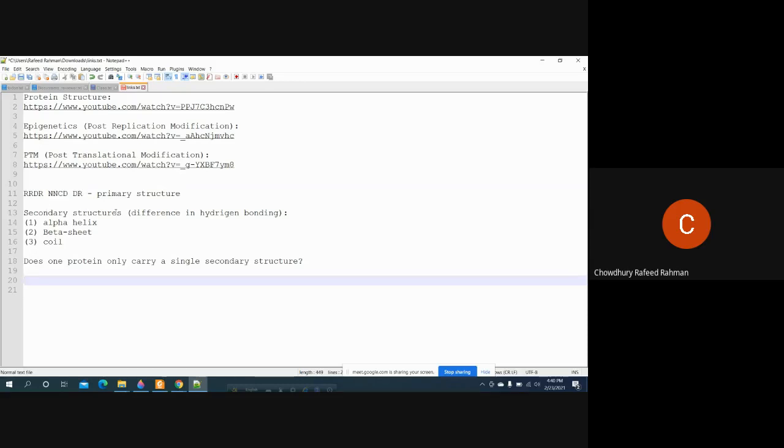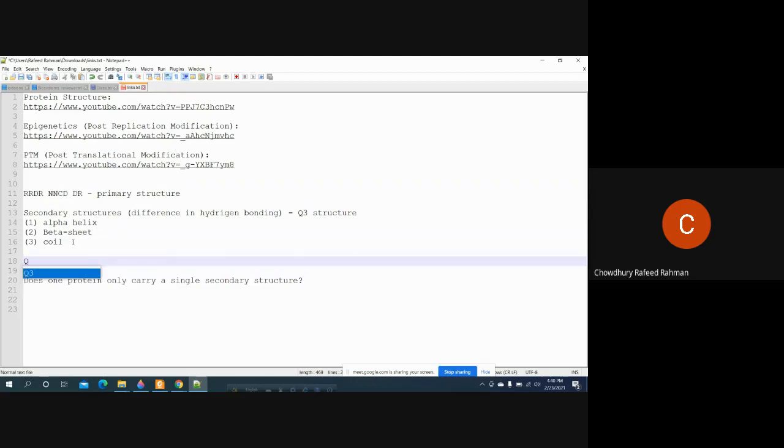And the name of this secondary structure system is known as Q3 structure. Q3 structure. Why is this name Q3? Because there are three types of secondary structures. The latest trend after 2018 is the Q8 structure. So what does Q8 mean?